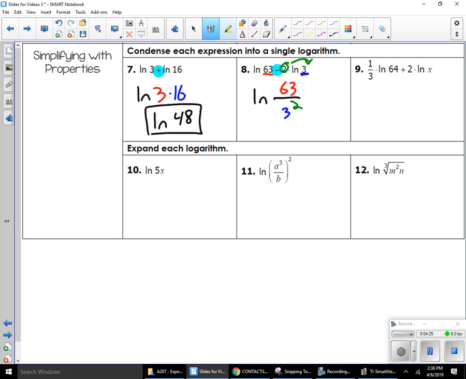So there's actually 2 properties going on there. The division comes from that subtraction on the outside, and then we get that power which comes from the coefficient. We can clean this up a little bit. Remember, 63 is in the numerator. 3 squared is the same thing as 9. And 63 divided by 9 is a math fact that we know. 63 divided by 9 is just 7.